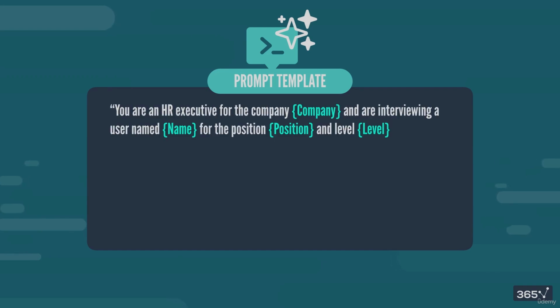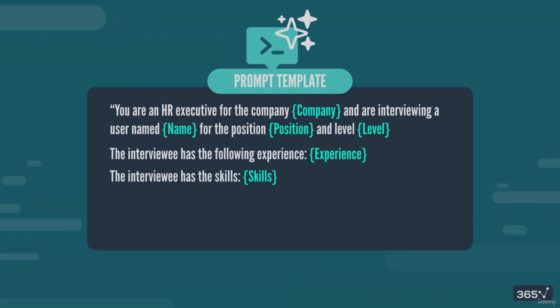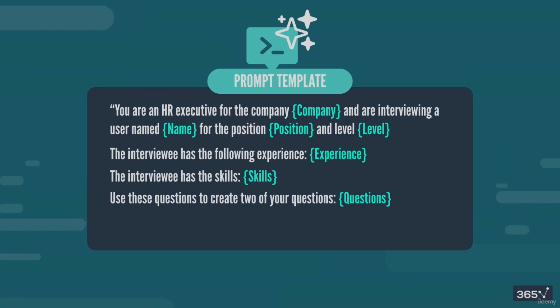We begin by instructing the AI assistant to act as an HR executive for a specific company, aiming to interview candidates for their desired positions and levels. Next, we provide it with information about the interviewee's experience and skills. We then ask the assistant to include 2 questions from a predefined set of potential questions. Recall that was the last point in our requirements list. Finally, we pass the chat history, which includes previous questions and answers between the AI and the user. This allows the model to understand which questions have already been asked and possibly provide feedback on the responses.